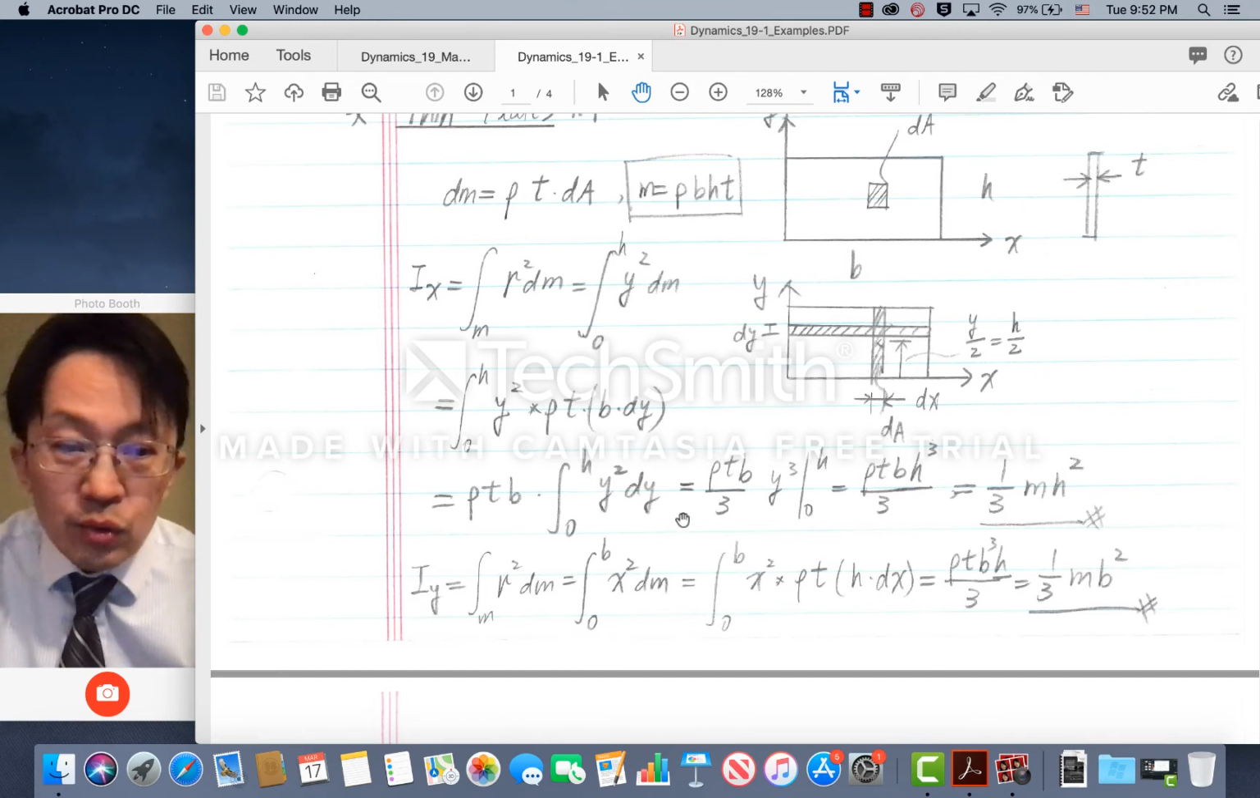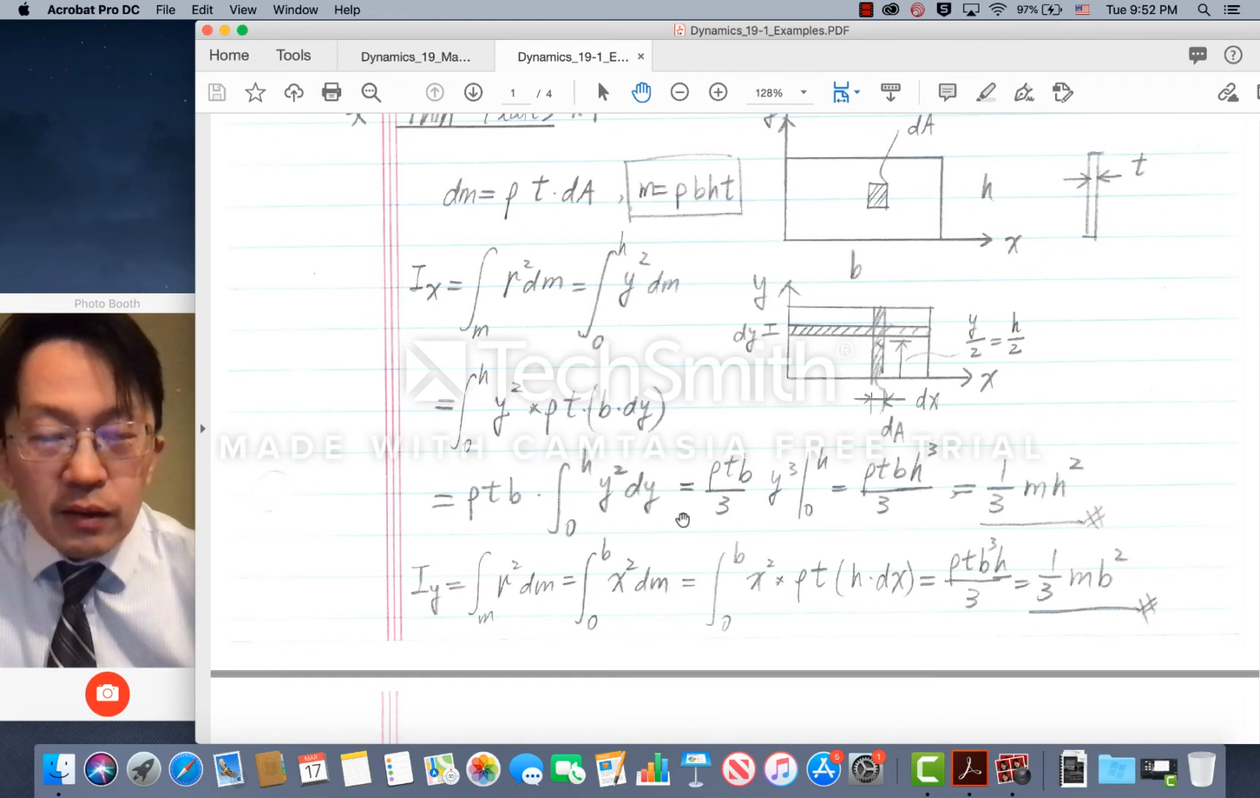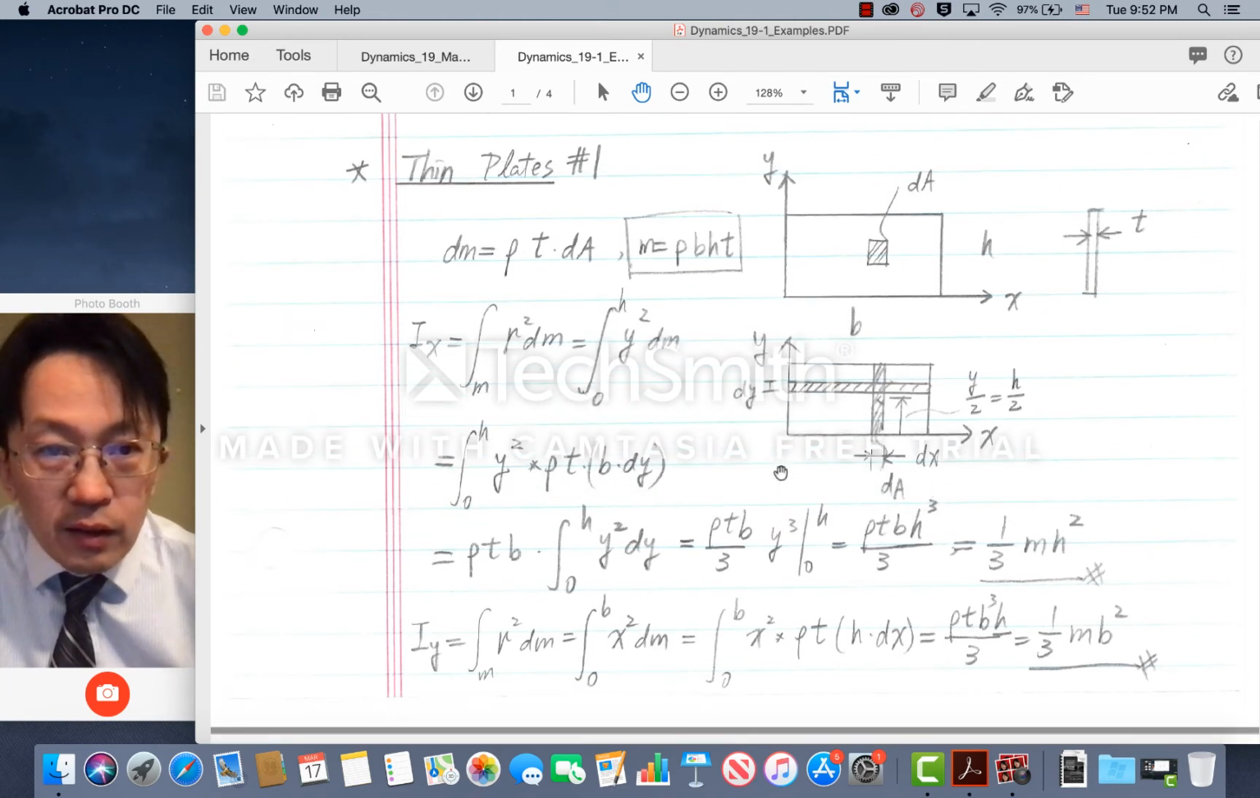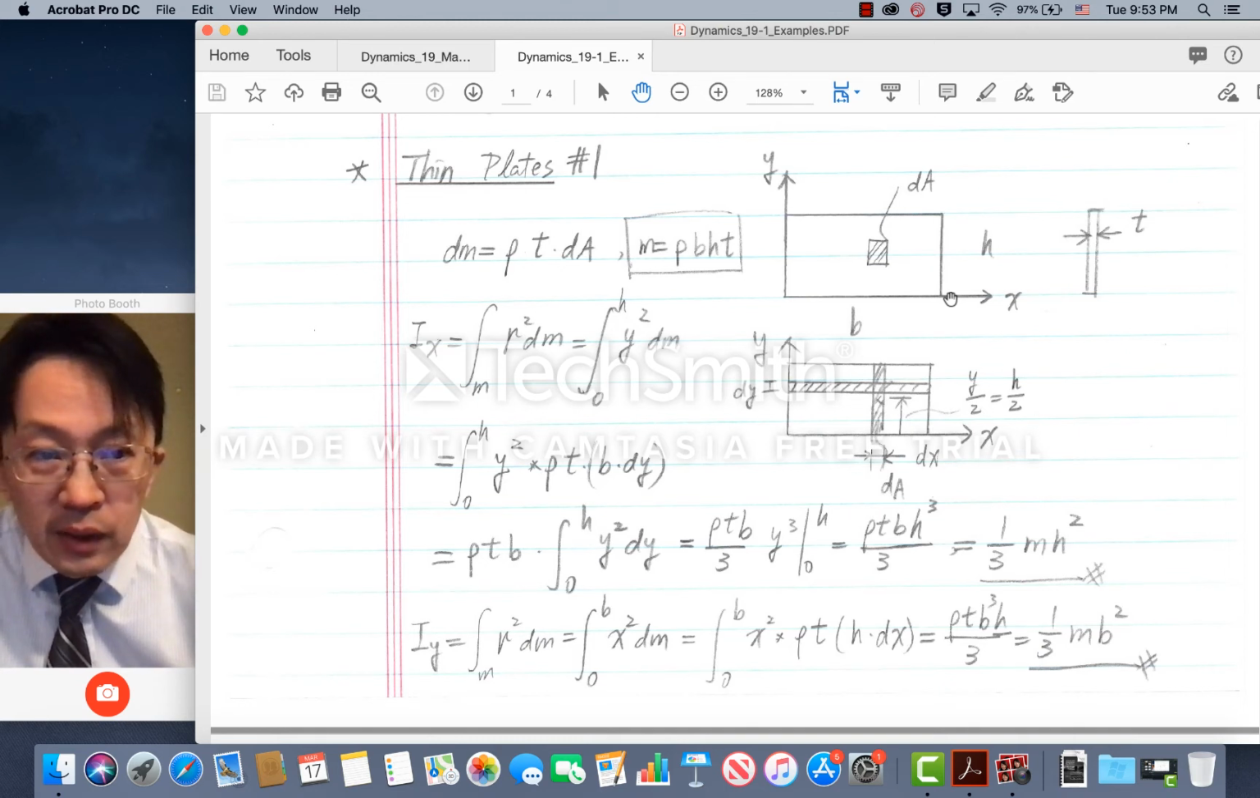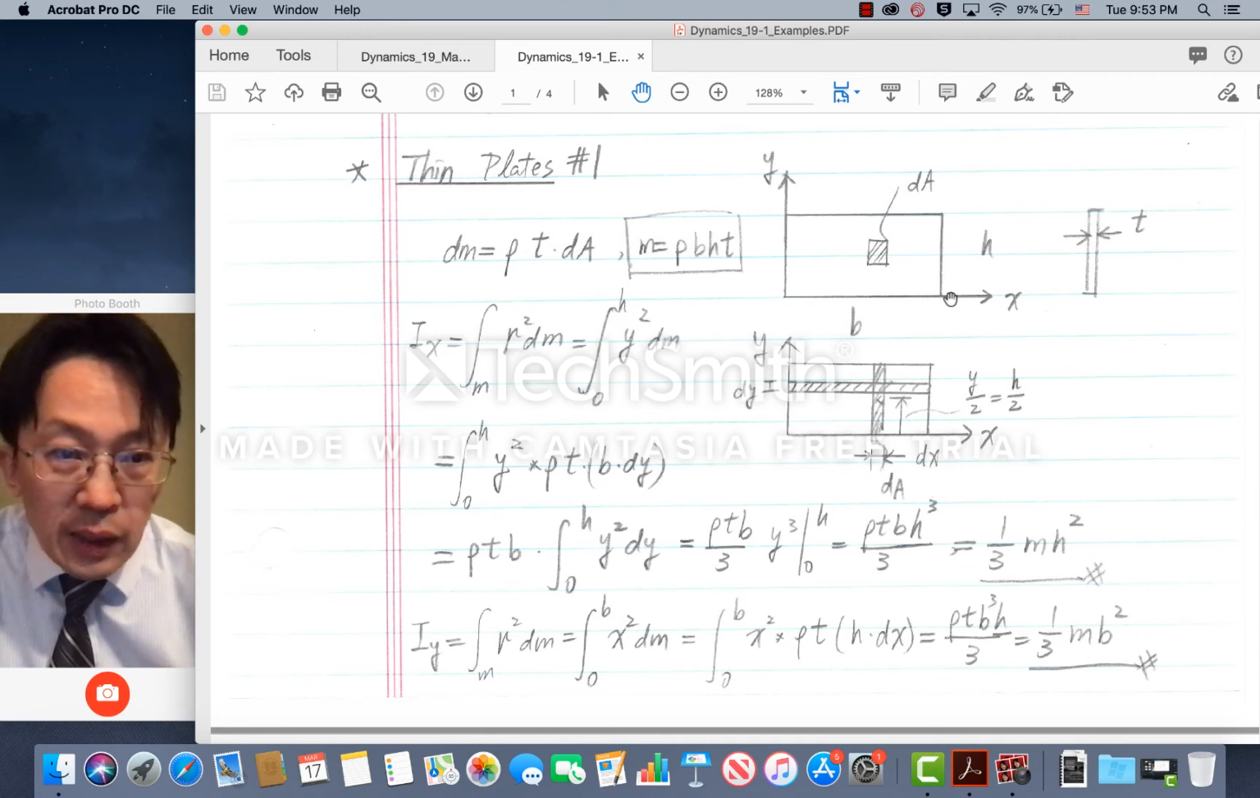And this tells us one thing, that when we consider any objects for finding the mass moment of inertia with respect to an axis, it is always the dimension perpendicular to the axis of rotation that matters in determining the final values of mass moment of inertia.